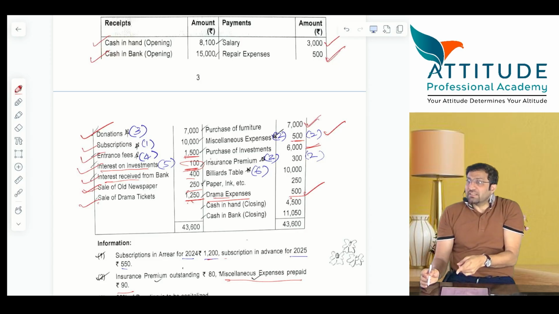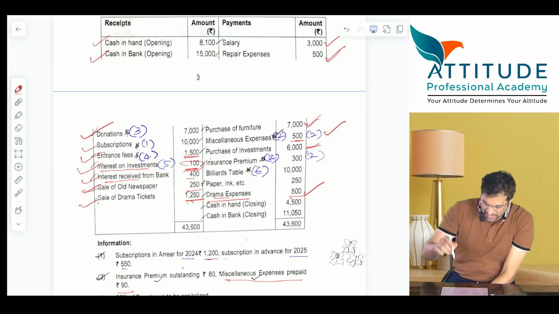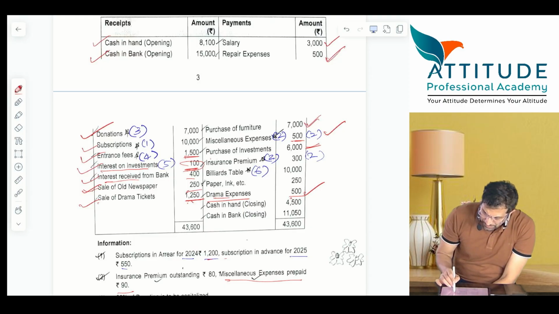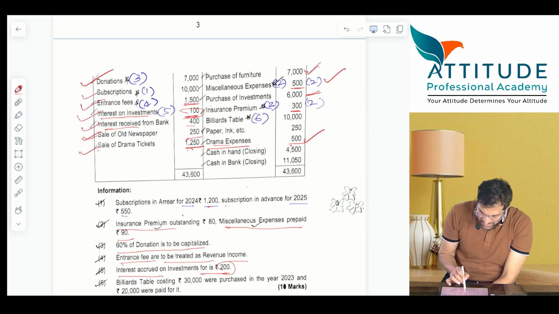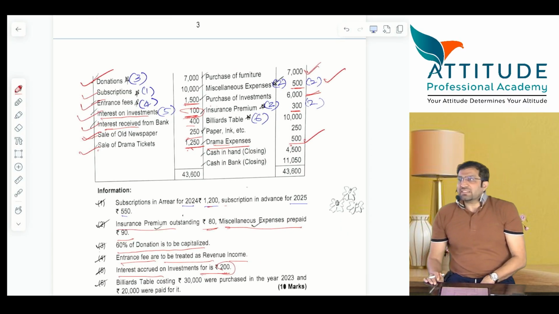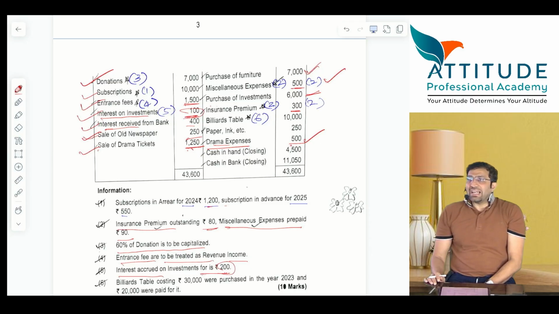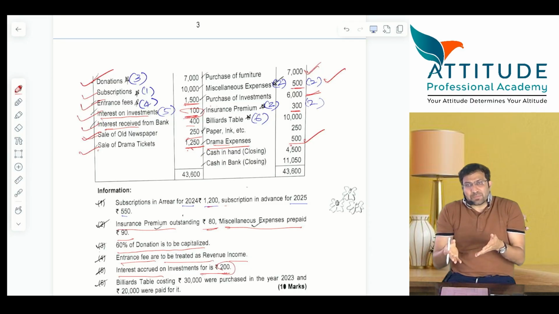इकडे नहीं है. हाँ जास्त विचार करू नकोस आता. हाँ इन्शुरन्स प्रीमियम तू सांग रे अमन. इन्शुरन्स प्रीमियम 300 पे केलेला आहे. इन्शुरन्स प्रीमियमला ॲडजस्टमेंट नंबर 2 आहे. इन्शुरन्स प्रीमियम आउटस्टँडिंग 80 आहे. काय करायचं? ॲड करायचं का लेस करायचं? अरे टेल मी यार. आउटस्टँडिंग एक्सपेंस ॲड.